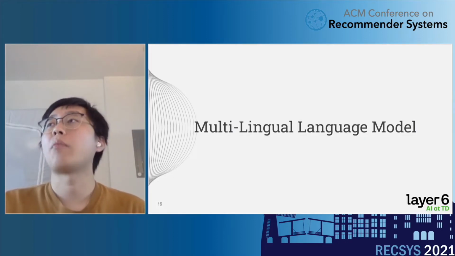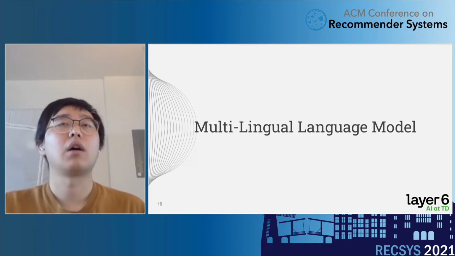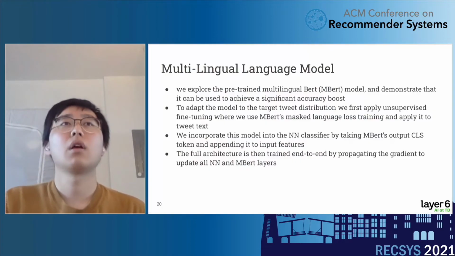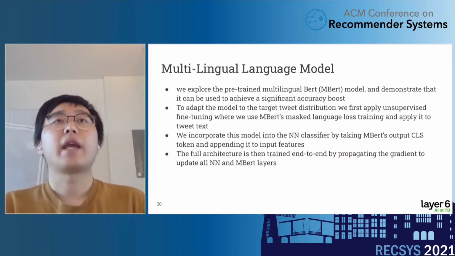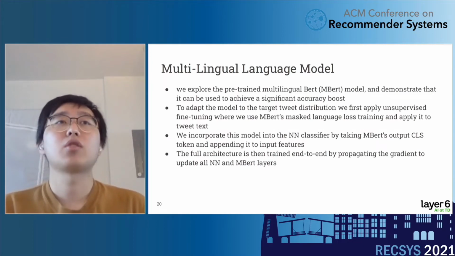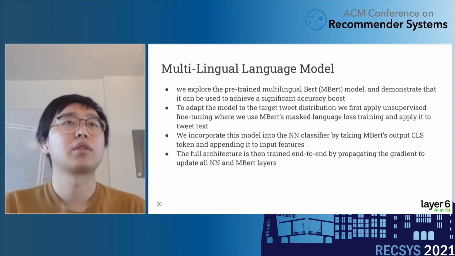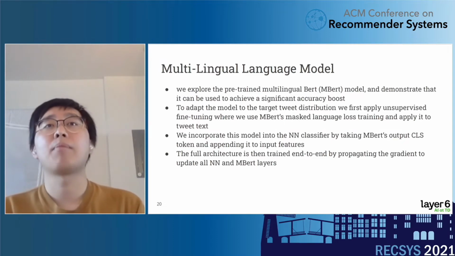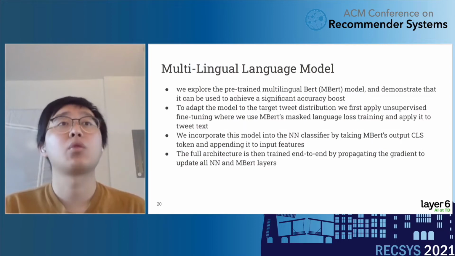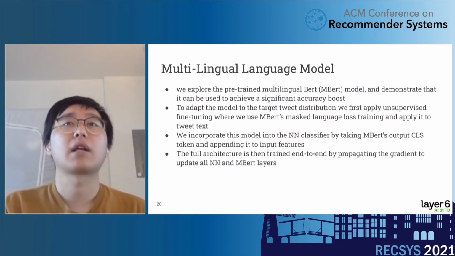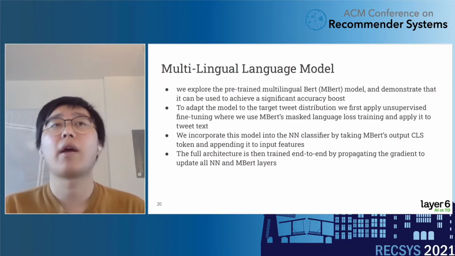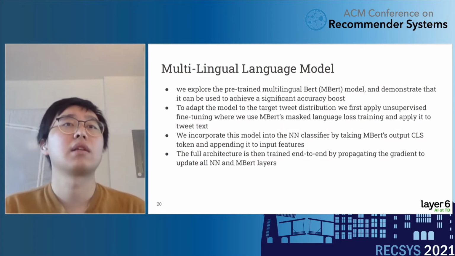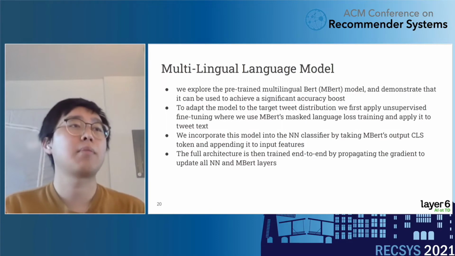Next, I'll get to the multilingual language model that we use for the unconstrained leaderboard. For the multilingual language model, we explore the pre-trained multilingual BERT model and demonstrate that it can be used to achieve a significant accuracy boost. To adapt the model to the target tweet distribution, we first apply unsupervised fine-tuning, where we use mBERT's masked language loss training on tweet text. We incorporate this model into the classifier by taking mBERT's output CLS token and appending it to the input features. Then the full architecture is trained end-to-end by propagating the gradient to update the NN and mBERT layers at the same time.